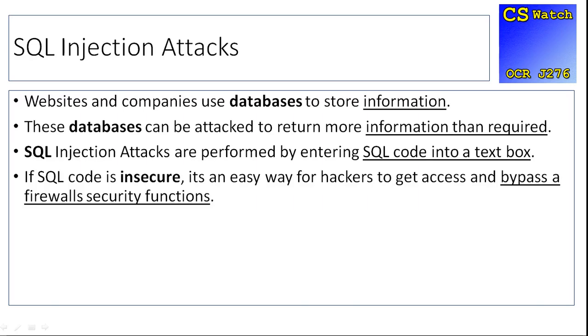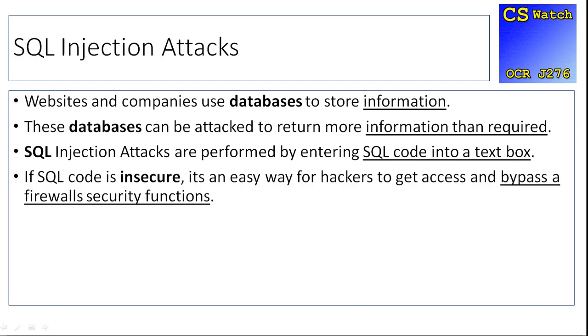So websites and companies use databases to store information. Facebook, Google, IMDb, Twitter, these are all websites which are database driven. If you can get access to that information on the database, if you can access the logins for those databases, you can get in and see what's going on and get some information. Databases can be attacked to return more information than required.